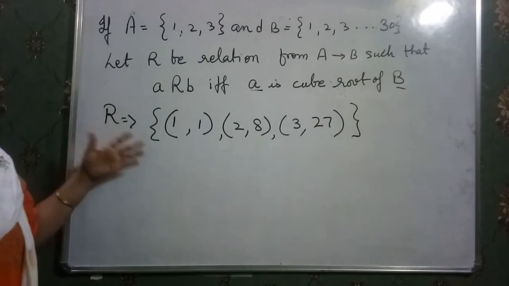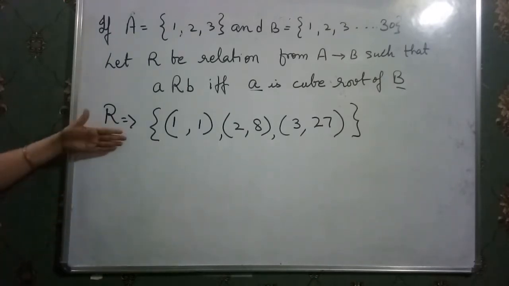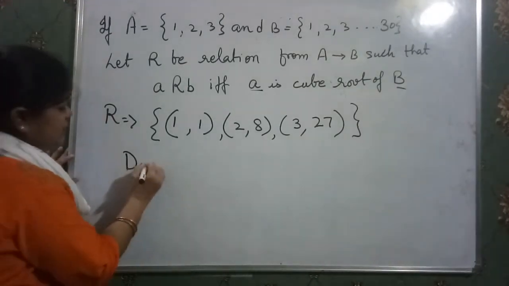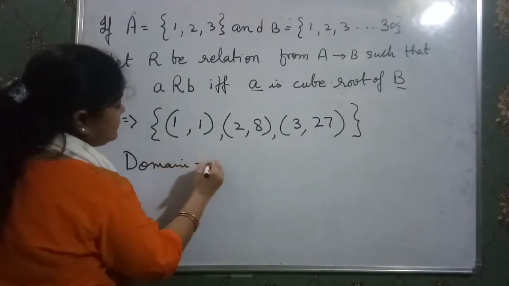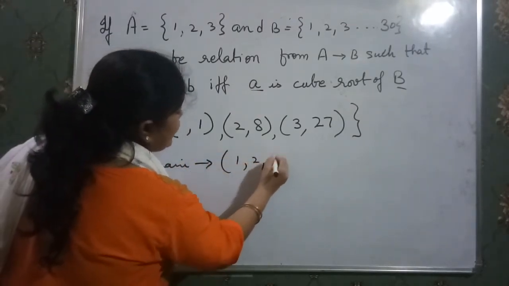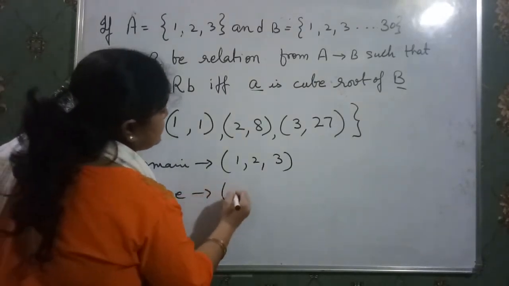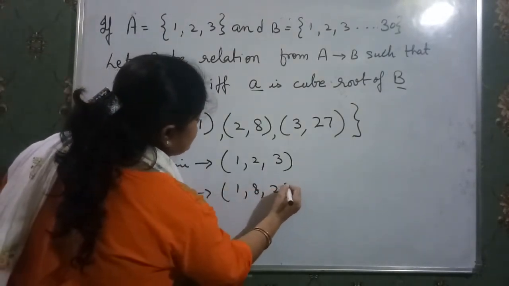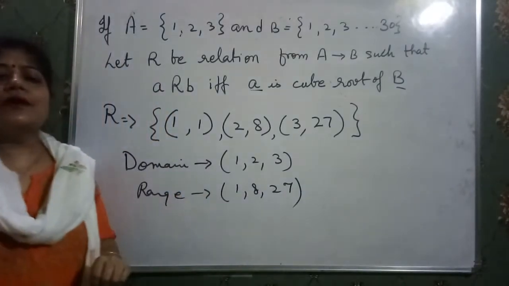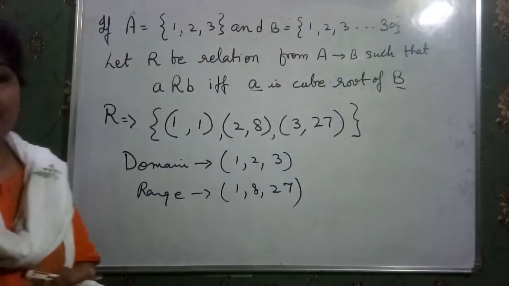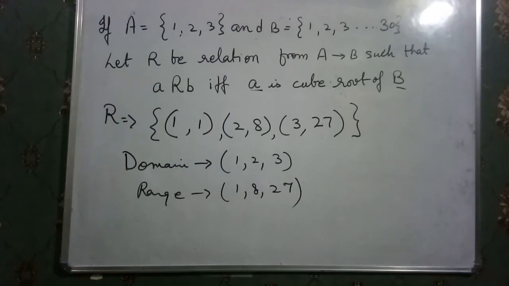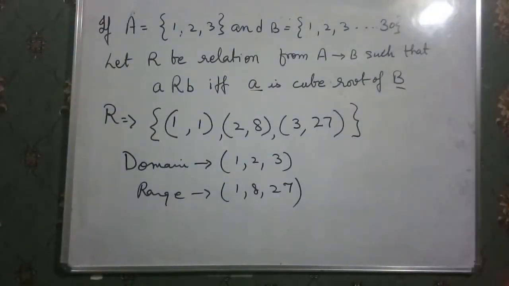Now I think you can easily draw the arrow diagram. Now if the question says to find the domain, we have 1, 2 and 3, and the range is 1, 8 and 27. Clear? Now just note it down, then I will explain some more questions.